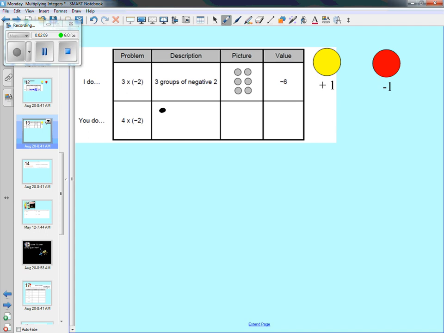So you would draw your 4 groups of negative 2, and your answer would be negative 8. So a positive 4 groups of 2 negatives will make negative 8 for the answer. So a positive times a negative is a negative. That's one of your rules.